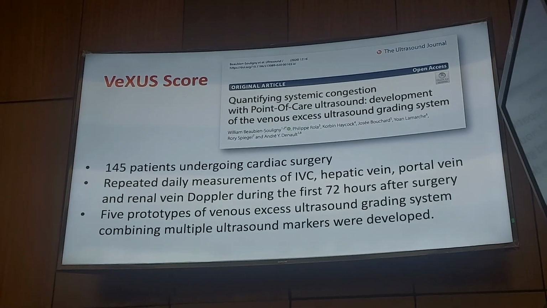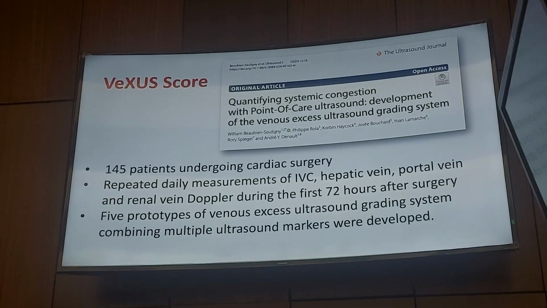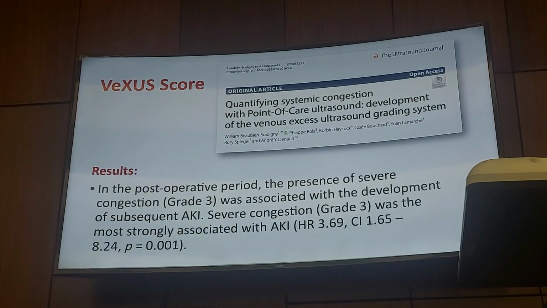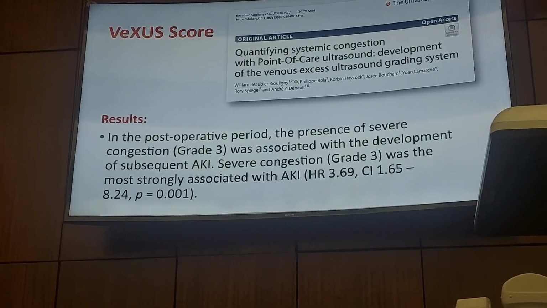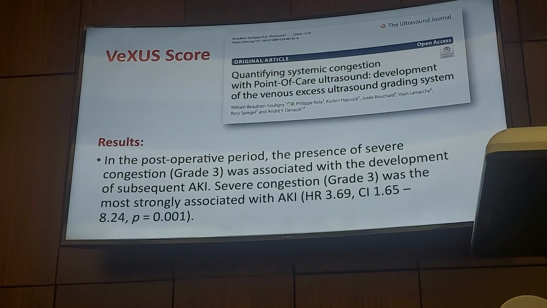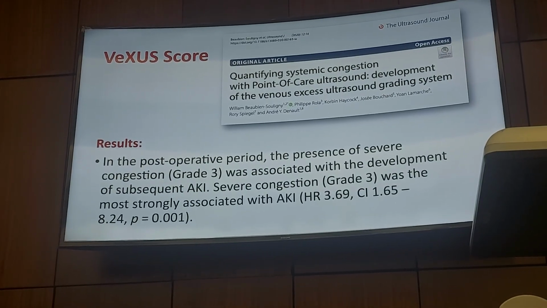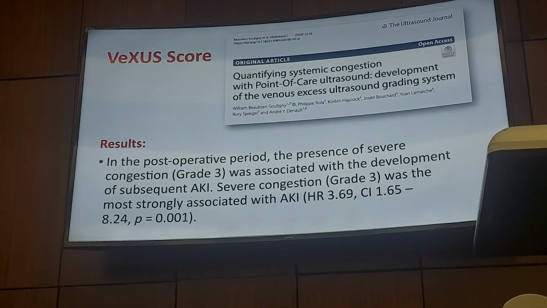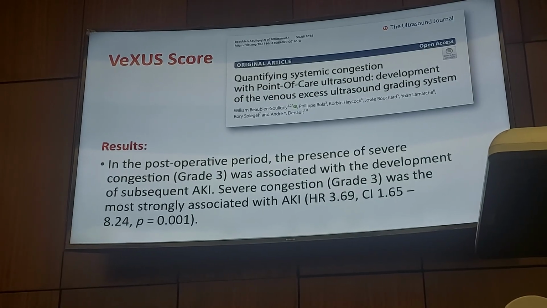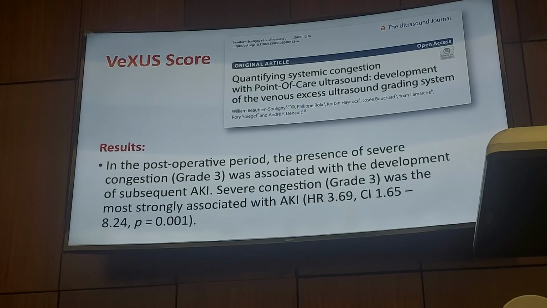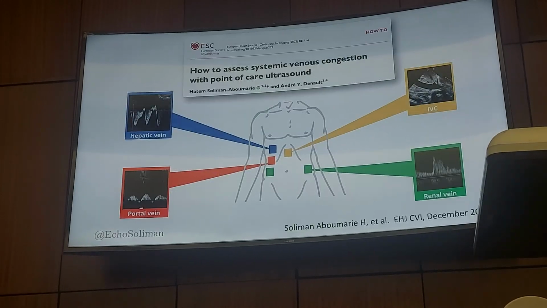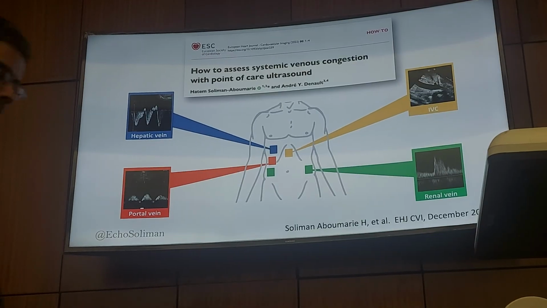We will go through the protocol together, theoretically, and then we will practice that on our volunteer after the lecture. But in the validation study, they found a strong correlation between systemic venous congestion, or the VeXUS score as they called it. VeXUS is venous excess ultrasound. So higher VeXUS score translated into rising incidence of acute kidney injury and increased mortality. And lower VeXUS score, less incidence of acute kidney injury and better survival. And that is the summary of the protocol.